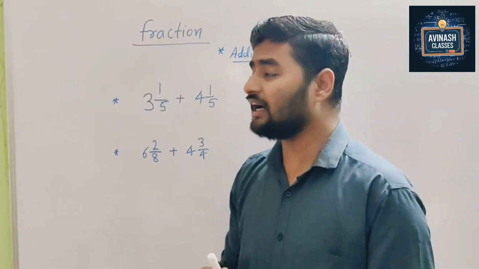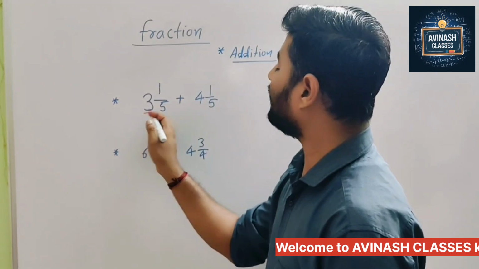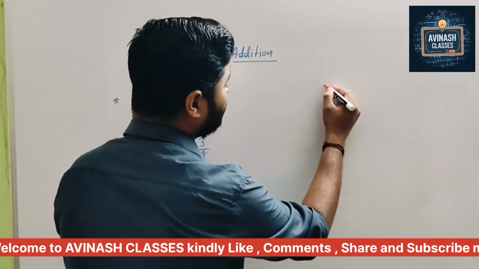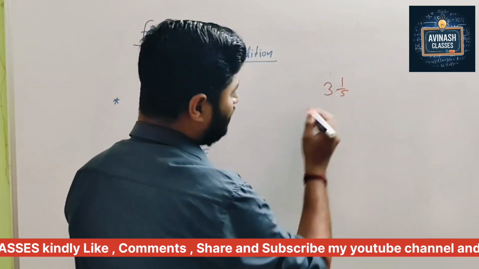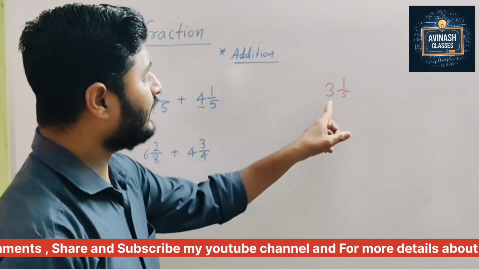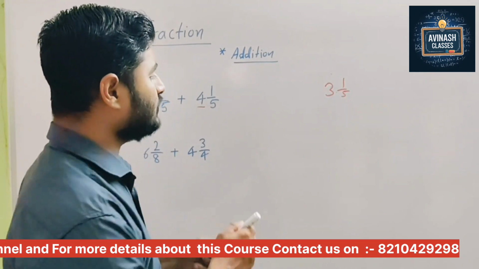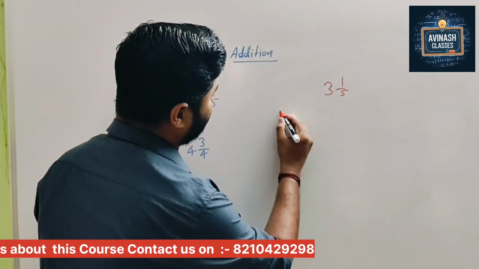First we take the whole part. This part is called the whole part. Suppose I want to explain one thing. I am writing here 3 1 by 5. So what is the meaning of this? Here it means 3 completed and 1 by 5. I will try to explain with a diagram to understand better.